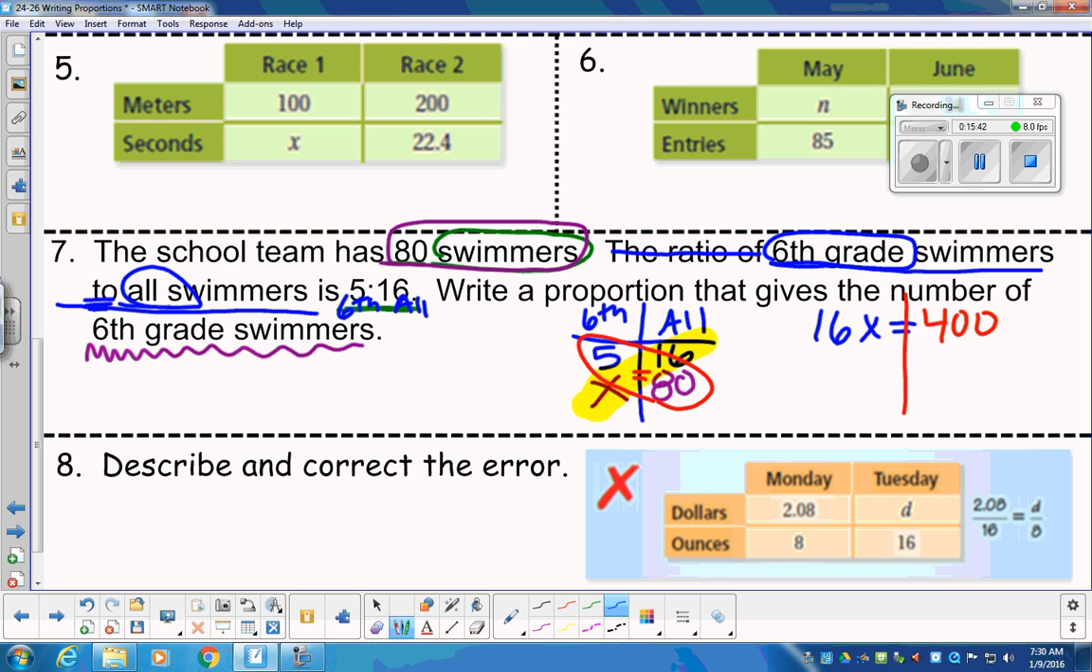So we're going to get rid of the 16 by doing the opposite of multiplication, which is division. We divide by 16, copy, paste. We get x equals, so we would have 400 divided by 16. And you should have 25 students on the team are sixth graders.